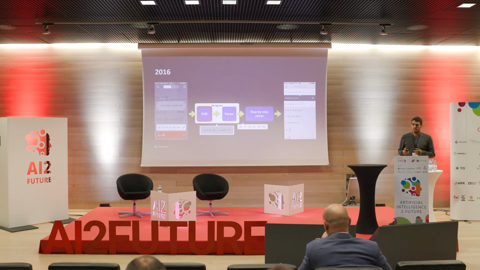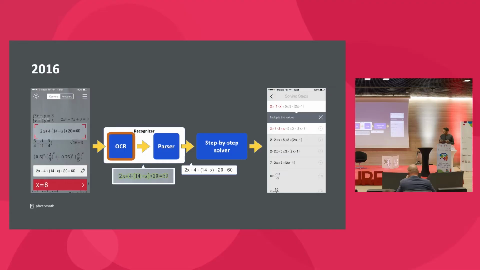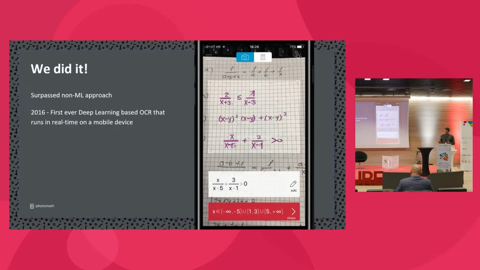By 2016, the most requested feature for the app was solving some really hard handwritten problems, and handwriting in general was a pretty tough problem for us because we hadn't used any machine learning or deep learning approaches. We created a small team of 3 engineers, including myself, and started investigating deep learning object detection approaches to the OCR problem. In 6 months we realized that we had surpassed the non-ML approach, and we put it in production. And we still think that in 2016 we had the first ever deep learning based OCR on a mobile device that runs in real time.